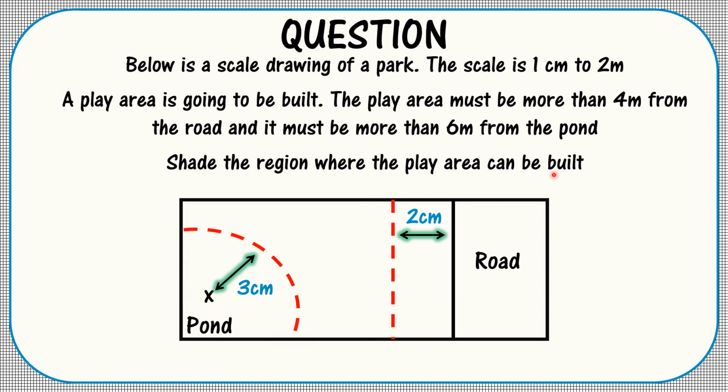The final part of this question is to shade the region where the play area can be built. So you need to include a shaded region as shown by these grey lines. So for this type of question, make sure you look for the scale factor. Make sure you look for each part of the question, whether it is 1 point, 2 points, 1 line or 2 lines. And then the final step is to shade the region as required.